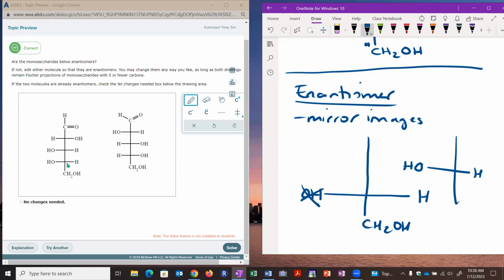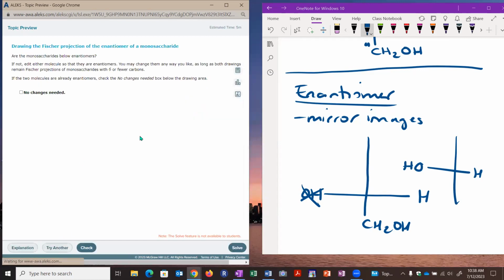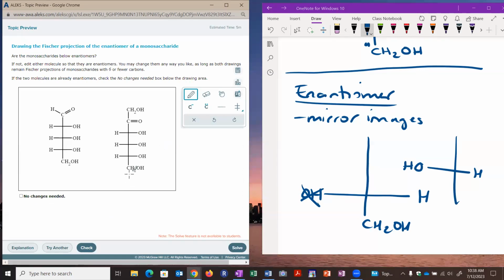Let's try another one. I'm just going to change this. So we have 1, 2, 3, 4, 5, 1, 2, 3, 4, 5, 6. Again, we need to change the one on the right. We're going to erase the top here and replace that bond with an H to make it an aldehyde.